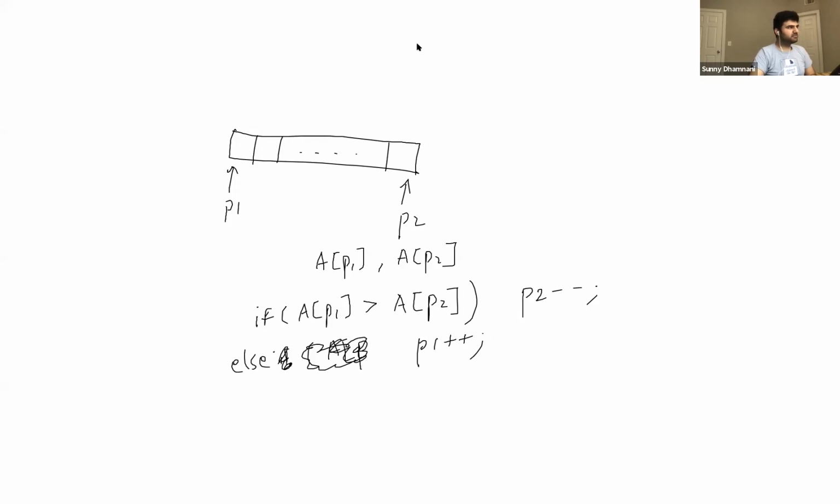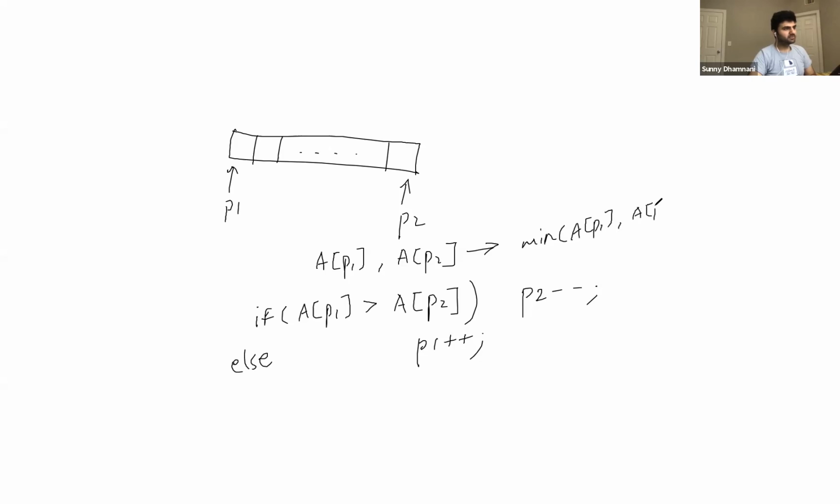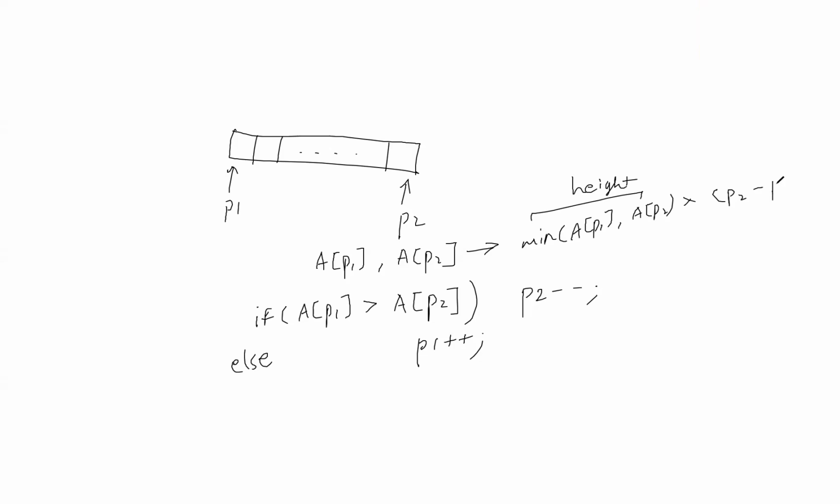Do you see how I merged the two conditions, the equality and the other comparison? And what is the amount of water we can compute at this point? The amount of water will be minimum of A of P1 comma A of P2. So this will be the height. And what will be the width? Width will be P2 minus P1.